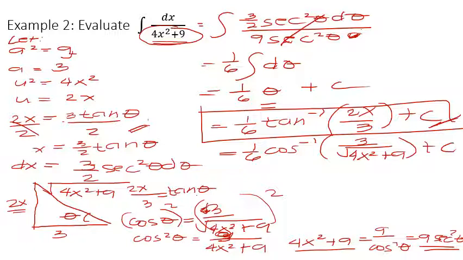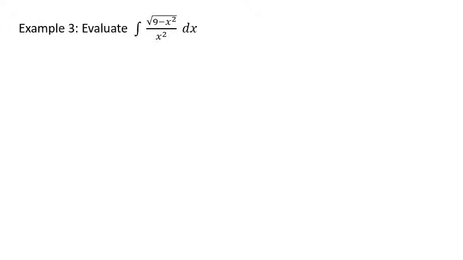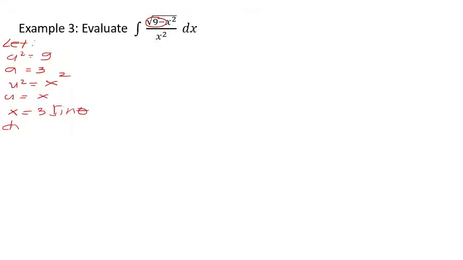Alright, let's proceed to the next one. Right here, let's try to evaluate the integral of square root of 9 minus x squared over x squared dx. Because it is 9 minus x squared, that's a squared minus u squared, so it falls under sine. So, let a squared be equal to 9 and a is equal to 3, u squared is equal to x squared, and u is equal to x. So, you have x is equal to 3 sine theta.